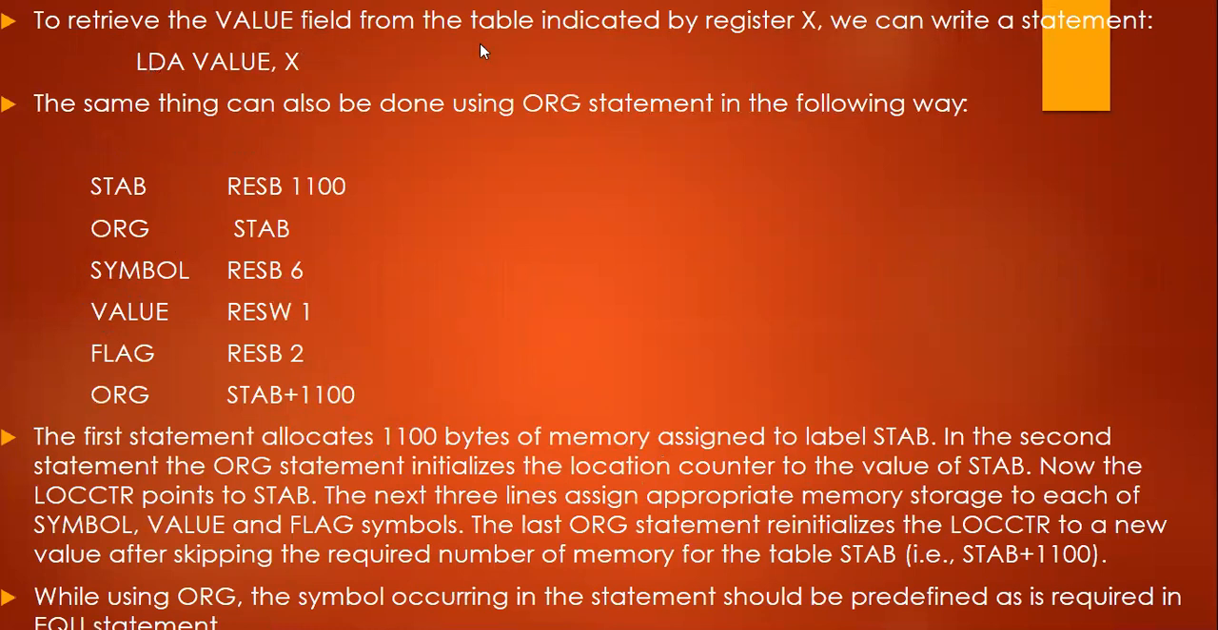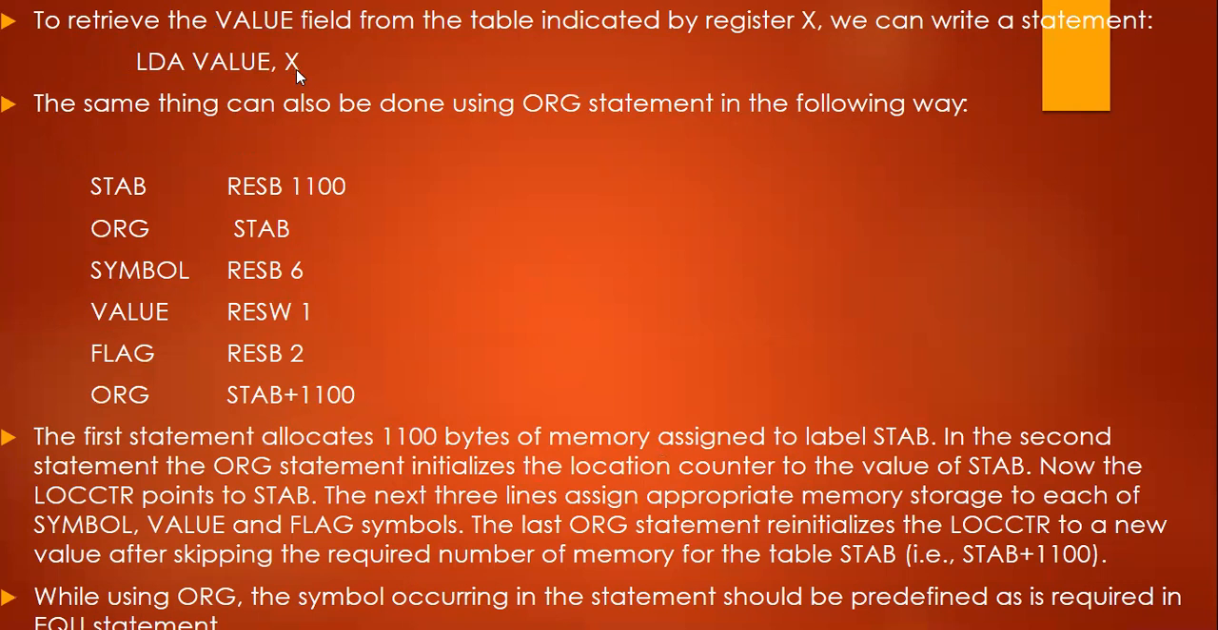Now just observe this. To retrieve the value field from the table indicated by register X, we can write a statement: Load A with value comma X. See here, whatever the value you are retrieving, how it should be done. Load accumulator A. We are trying to access a particular value, comma X. X is the index exactly.